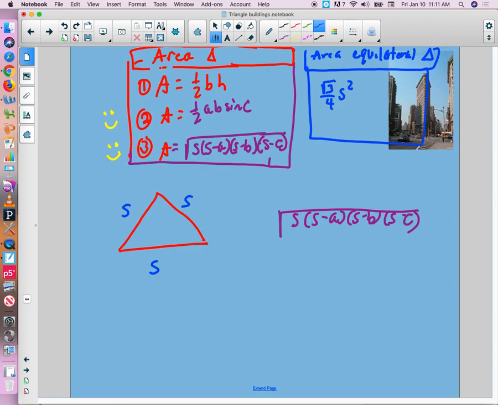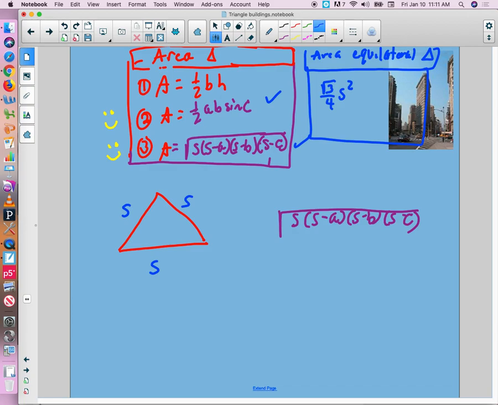Is that the only thing in the blue box? Only thing in the box. Good question. That's a mighty big box. I had to keep going for equilateral triangle. Okay, so I could do it with this one or this one. Actually, I could do it with the pitiful little 1/2 base times height.